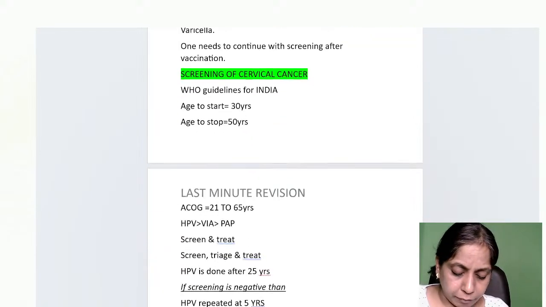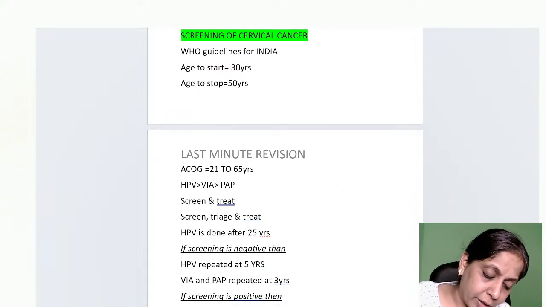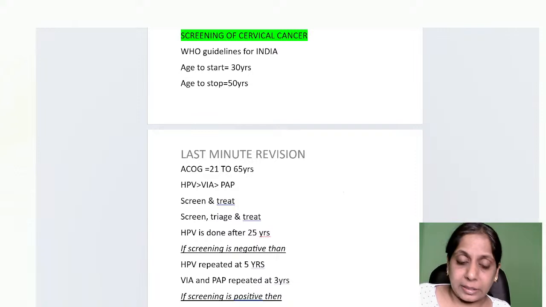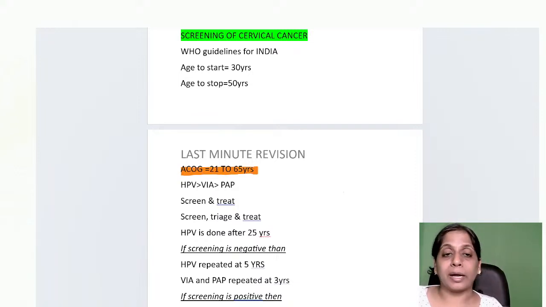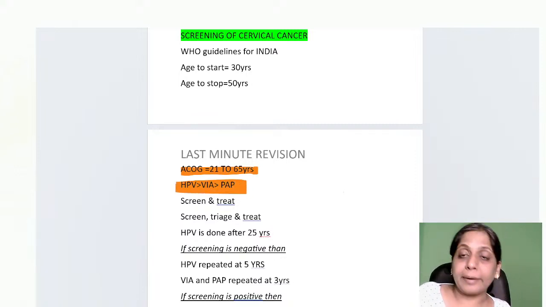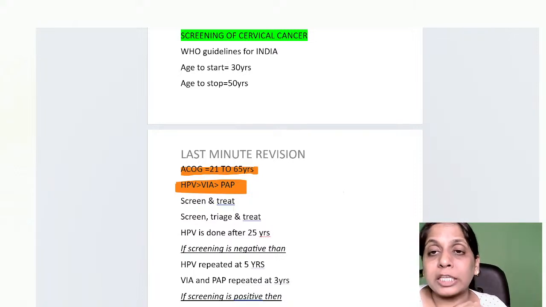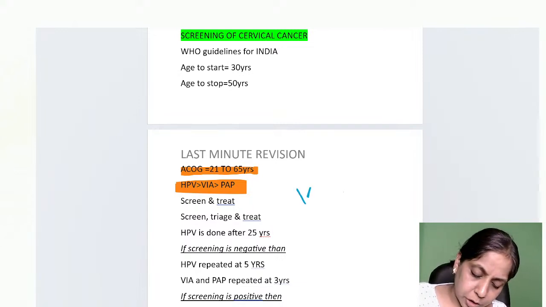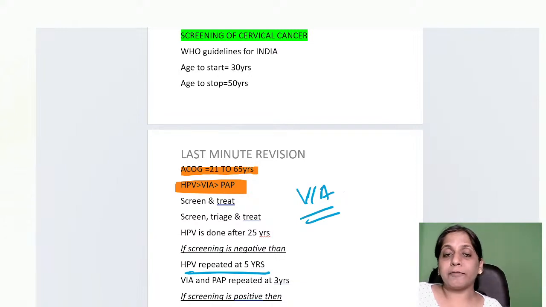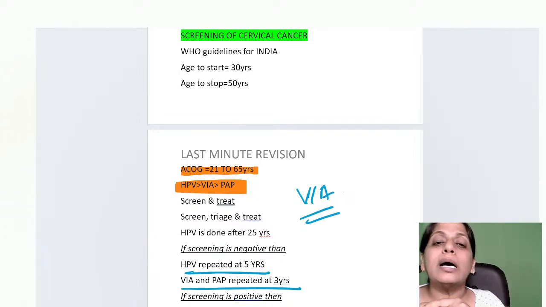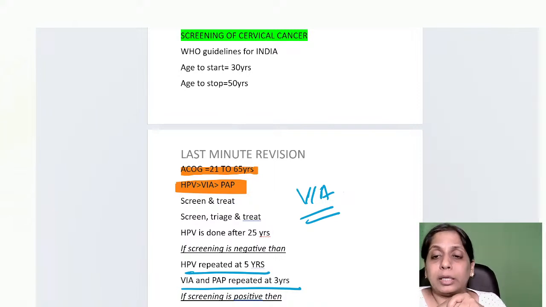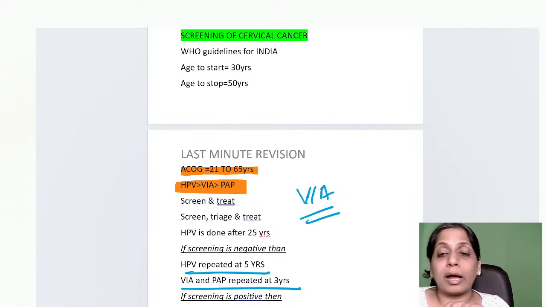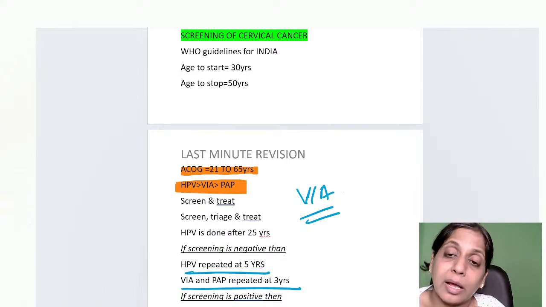Okay, next is screening of cancers. Screening of cancer, as per WHO, should be done from 30 to 50 years. ACOG says that it can be done from 21 to 65 years. HPV testing, VIA and Pap smear are the three methods by which we can do it. HPV is the best method, then VIA, and then Pap smear. And VIA, visual inspection with acetic acid, is the most cost effective method. HPV is repeated after 5 years, and VIA and Pap smear are repeated every 3 years. Okay, 3 years.